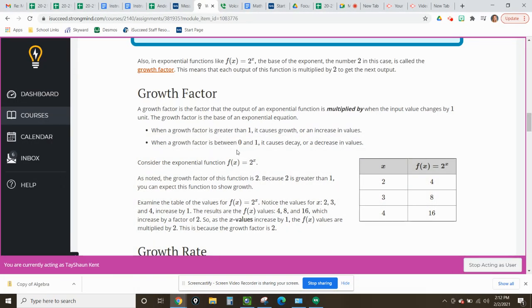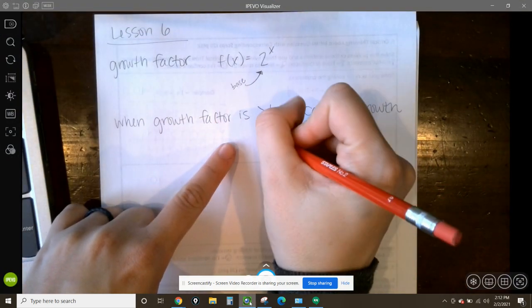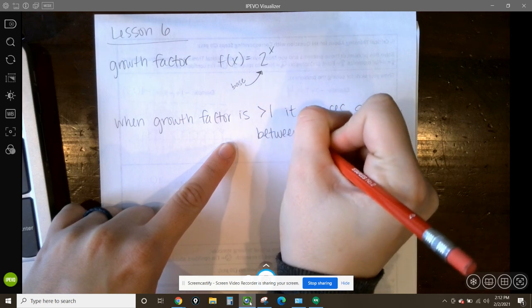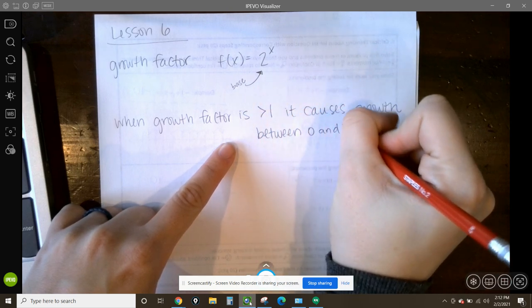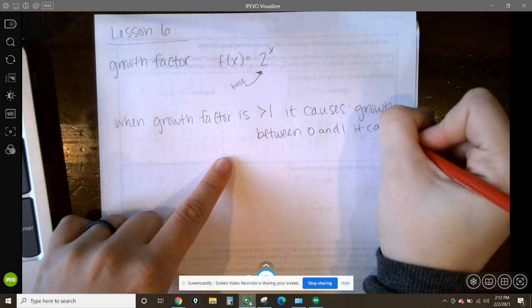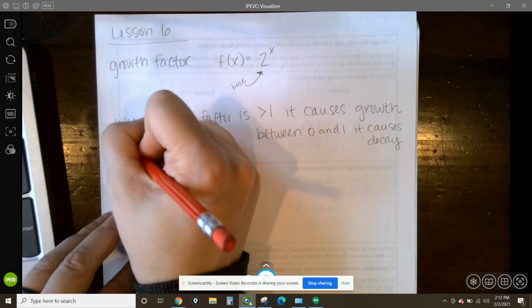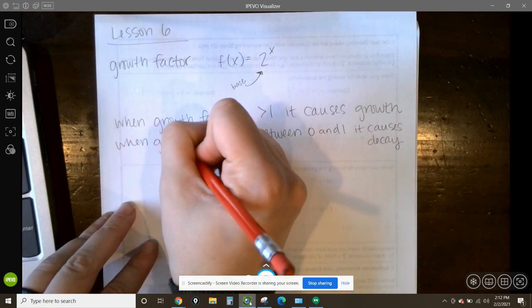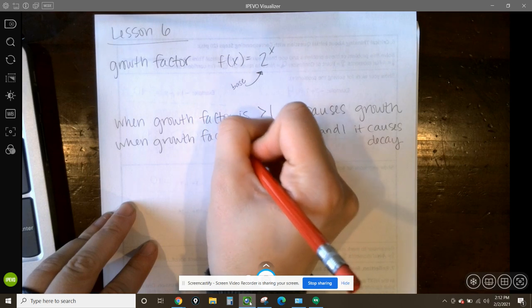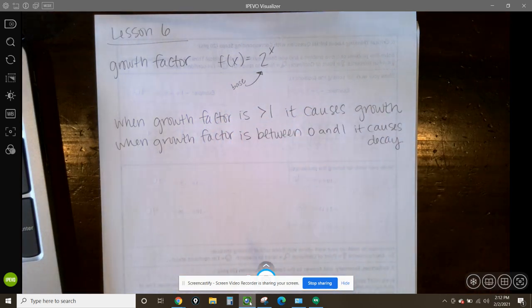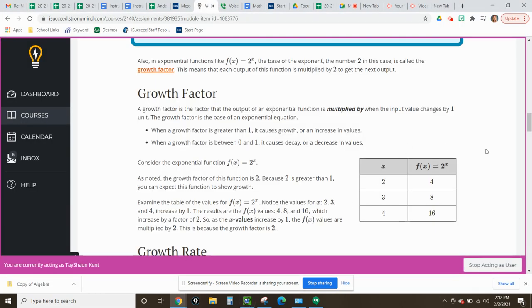When a growth factor is between 0 and 1, it causes decay or decreasing values. So when a growth factor is between 0 and 1, it causes decay. Okay, you can pause the video anytime if you need to take time to write here.